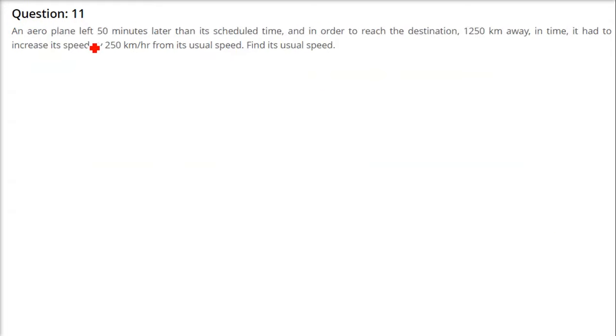The aeroplane left 50 minutes later than its scheduled time, and in order to reach the destination 1250 km away in time, it had to increase its speed by 250 km an hour from its usual speed. Find the usual speed. So let us assume the usual speed is x. Now the increased speed is x plus 250.